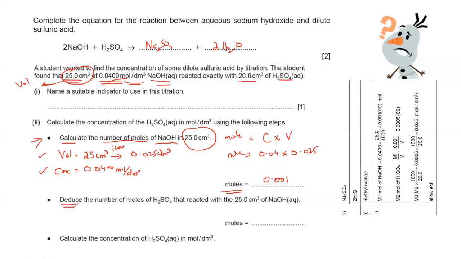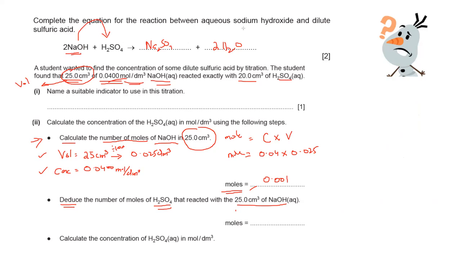The second part: deduce. Deduce means find the number of moles of sulfuric acid that reacted with 25 cm cube of sodium hydroxide. So how can we work out the moles of sulfuric acid? Sulfuric acid means H2SO4. We have the moles of sodium hydroxide and we need the moles of sulfuric acid. So for this part, we can use a ratio. What is the ratio between sodium hydroxide and sulfuric acid H2SO4?